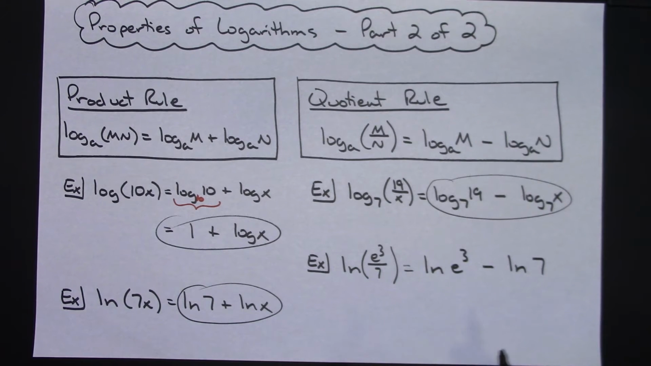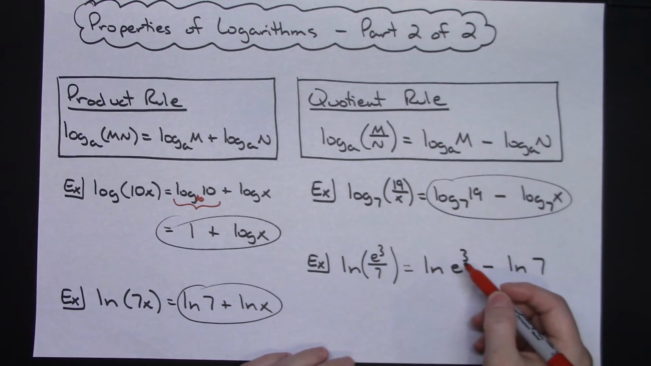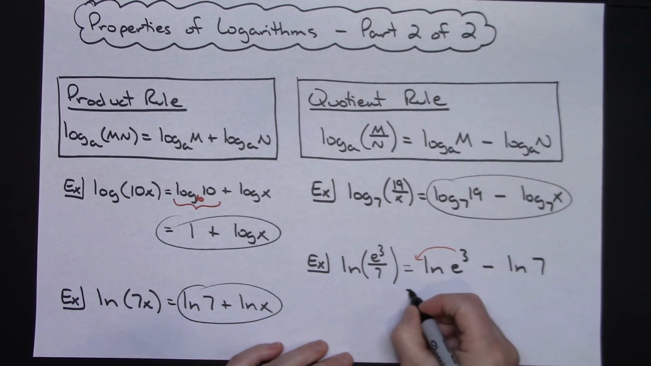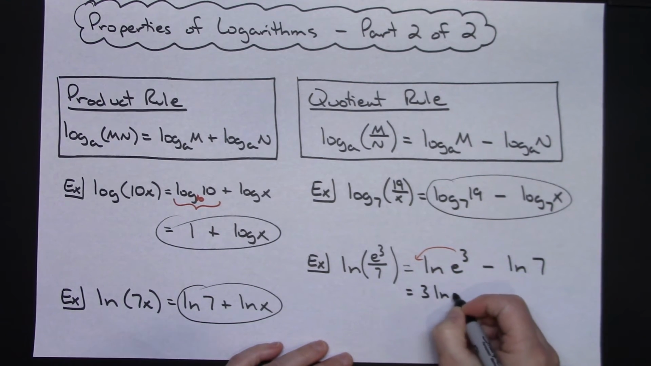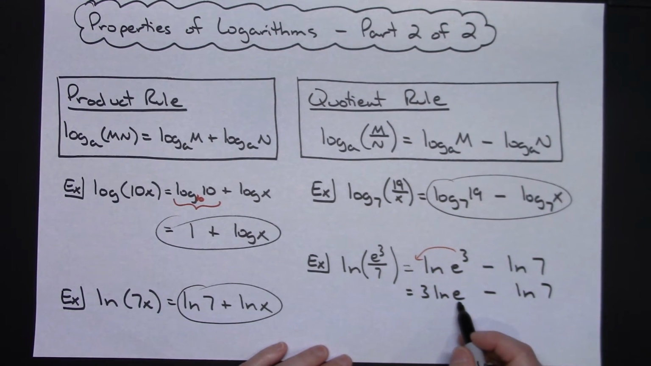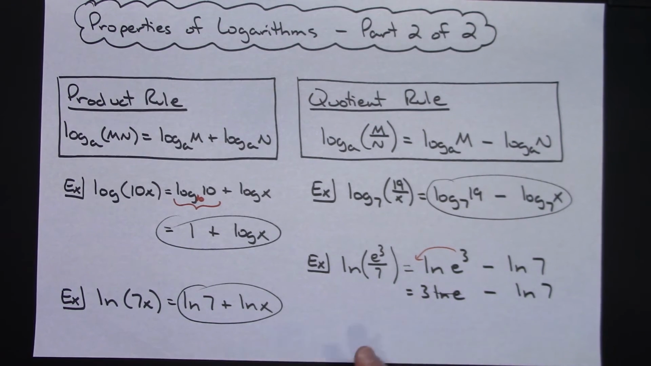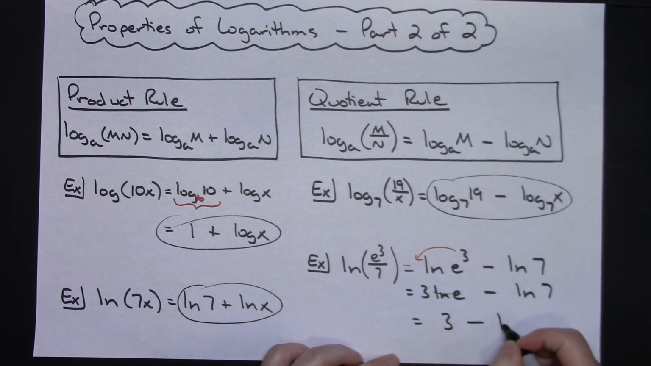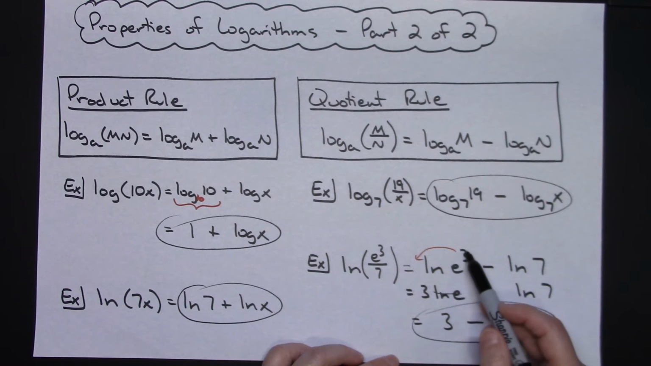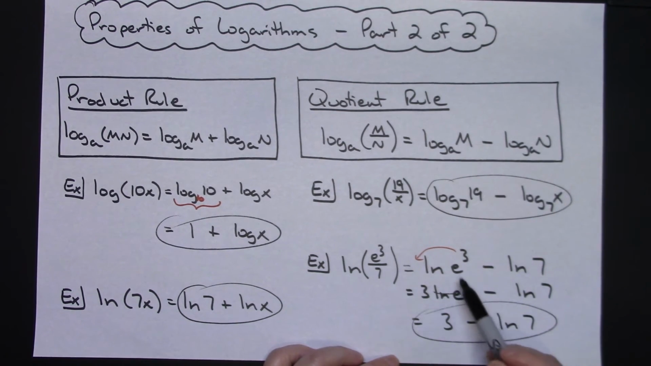If you watched part 1 and you saw me talk about jump the frog, this does jump the frog. So that 3 could come down there in front, and it would be 3 times the natural log of e minus the natural log of 7. Natural log of e, hopefully you have memorized, is 1, so 1 times 3 is just going to evaluate to 3. Also, depending on some of the other rules that you have memorized, natural log of e raised to any exponent will just be that exponent. But the justification would be jumping the frog and then evaluating it that way.